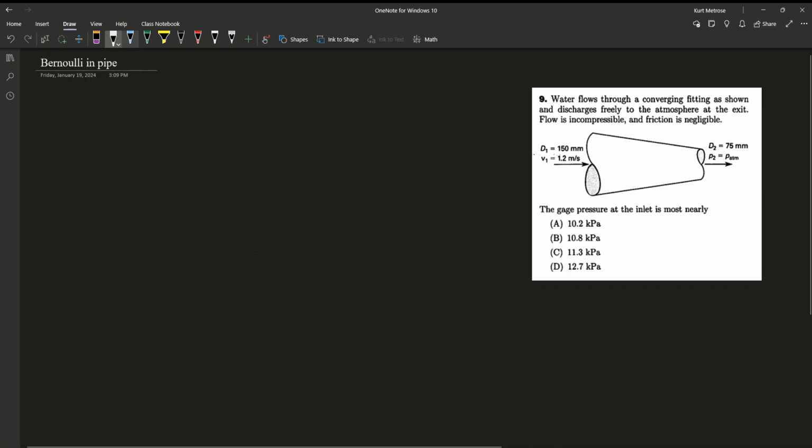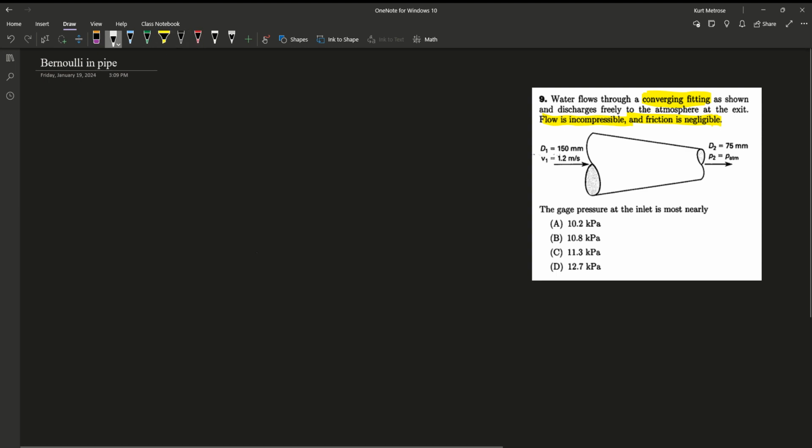This is something you'd see in a typical mechanical engineering or civil engineering undergrad class, or if you're taking the FE exam for engineering. Okay, let's go through this. We see that we have a converging fitting. In other words, just think about it as water in a pipe. It's not exactly a classic uniform cylindrical pipe, but just think about it as water flowing through a pipe or a hose, like you've seen in your life before. When they say flow is incompressible and friction is negligible, that's just a hint saying, hey, jump to Bernoulli as fast as possible.